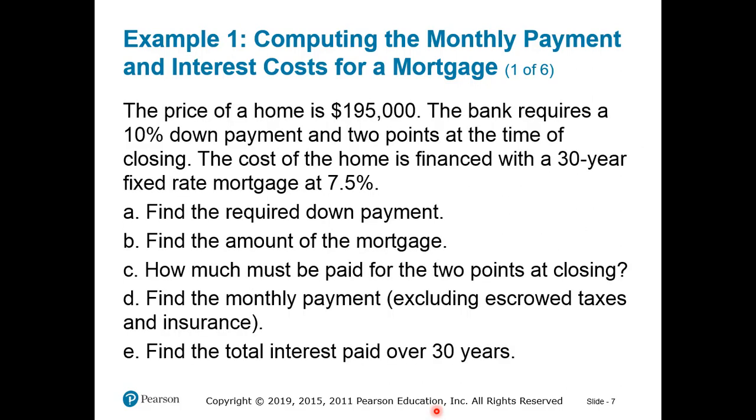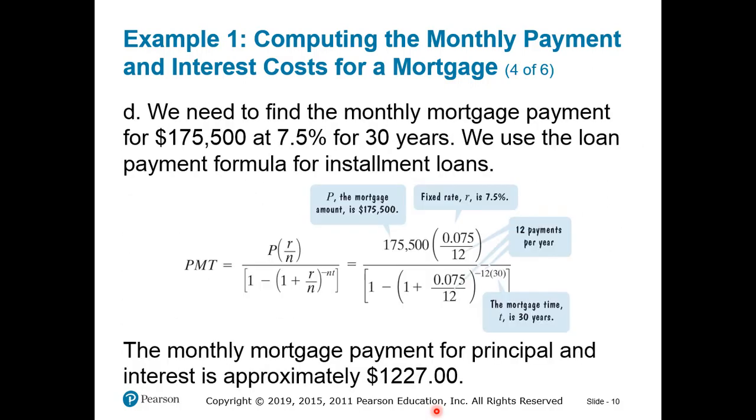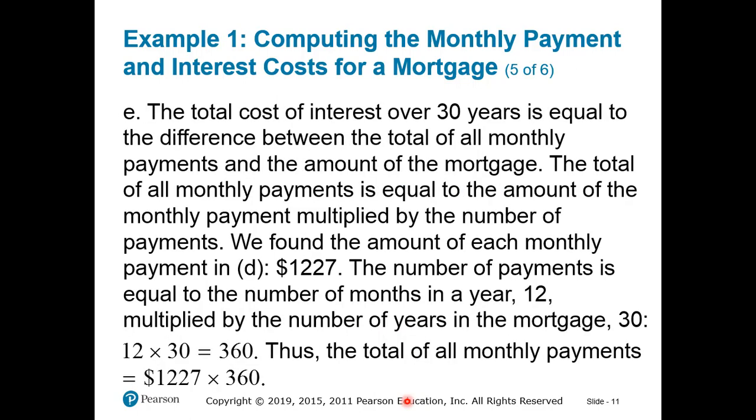And then E is find the total interest paid over 30 years. So what we're going to do is take our payment, and we're paying 12 payments per year for 30 years. So that's 360 payments of what? 1,227. So what are the total of the payments? Well, for 30 years, we're going to do 1,227 times 12. So there's 12 times 30, so that's 360.